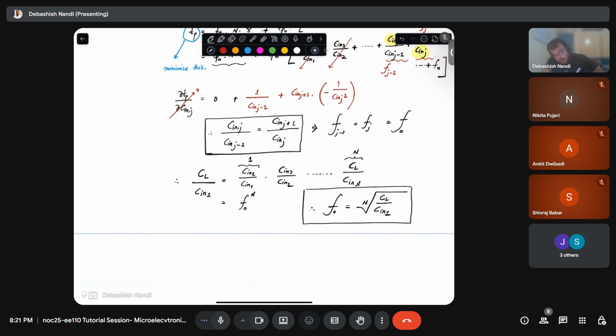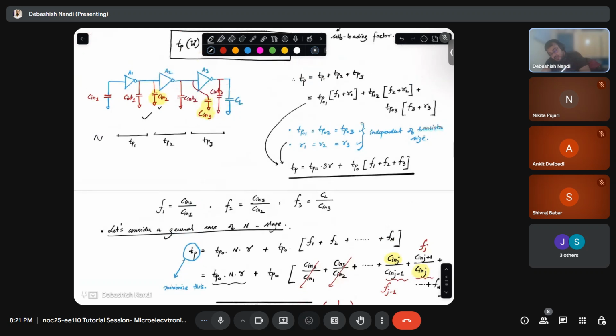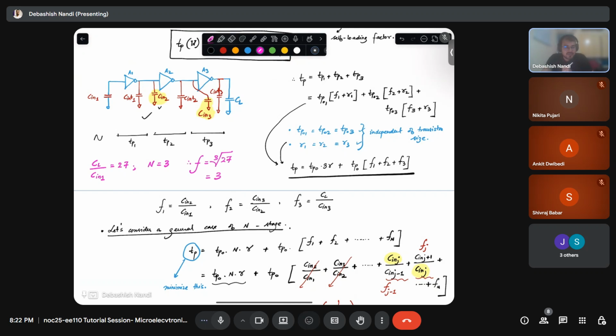So in our question, it was given that CL by Cin1 is equal to 27 and the number of stages we had is 3. So what is my F? F is 3. If F is 3, that means F is equal to Cin2 by Cin1 equal to Cin3 by Cin2, because in all stages the electrical fan out should be the same.